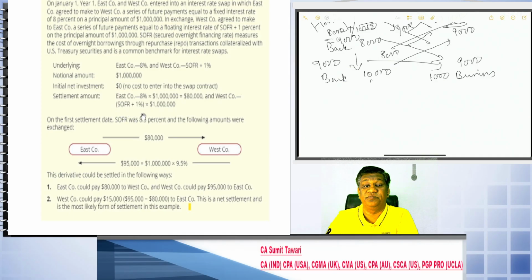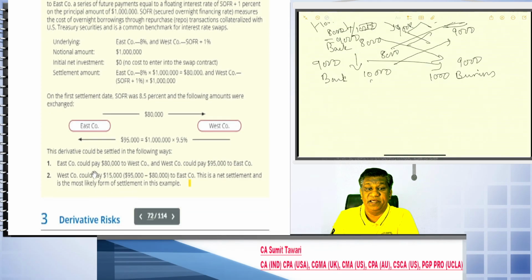Settlement amount: East Company pays 8% multiplied by 1 million, which is 80,000, and West Company pays whatever SOFR plus 1% is, on 1 million. On the first settlement, SOFR was 8.5%, so the following amounts were exchanged. East Company needs to pay 80,000 to West Company, and West Company needs to pay 95,000. So settlement is generally at the difference, which we just discussed here. Clear?